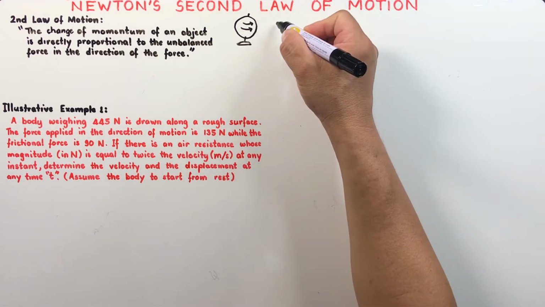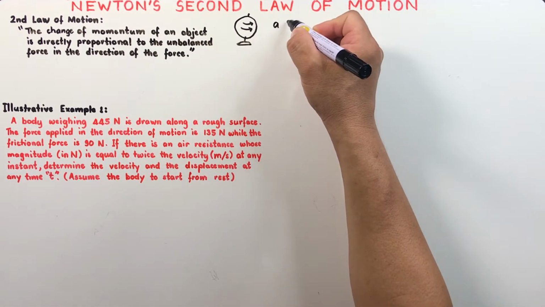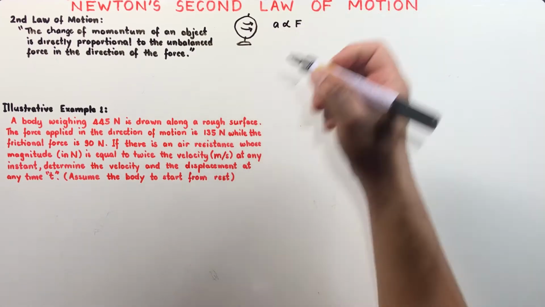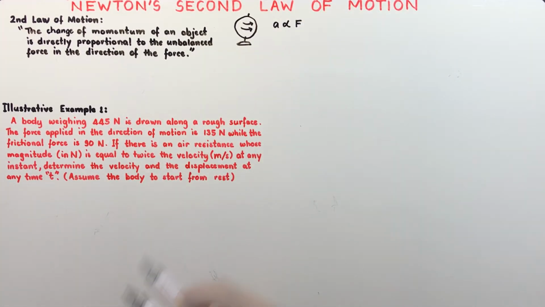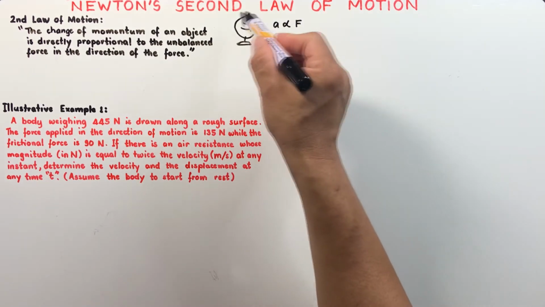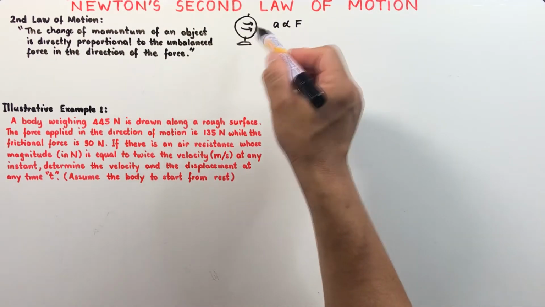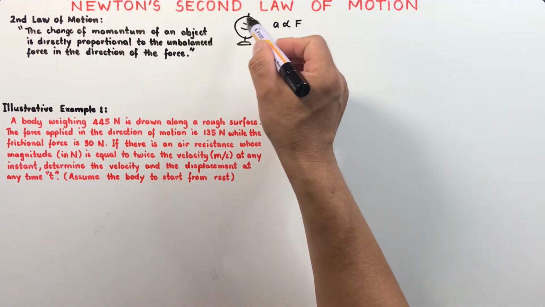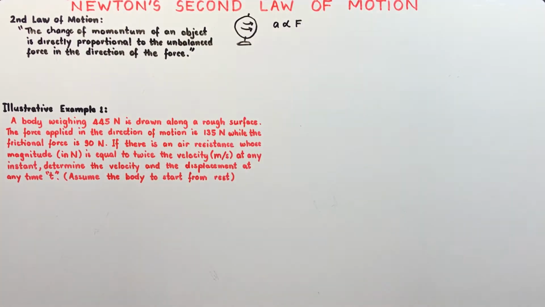Thus, mathematically we say that acceleration is directly proportional to the force applied to the object. Because if you apply more force, there will be more acceleration, and if you apply lesser force, there will be a lesser acceleration. However, acceleration depends also on the mass of the object.